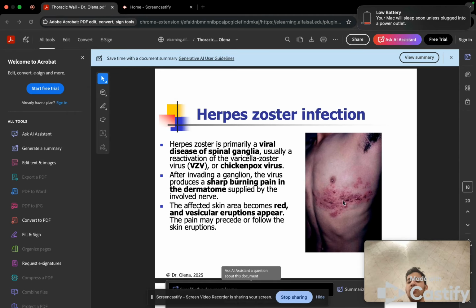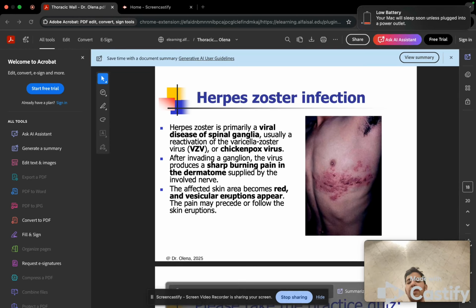And where is the dermatome? At first I remember in M2 we told him, is it T4? I said no, it's below the nipple area, so this is considered T5. So if you get a question, you say T5, okay? And basically eruption, sharp pain in the dermatome, because it affects the spinal ganglia, which will then branch into the supplied nerves. So that's why there is sharp burning pain that is supplied by the nerves. So red and vesicular eruptions.